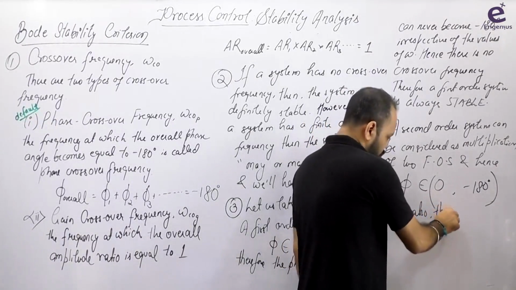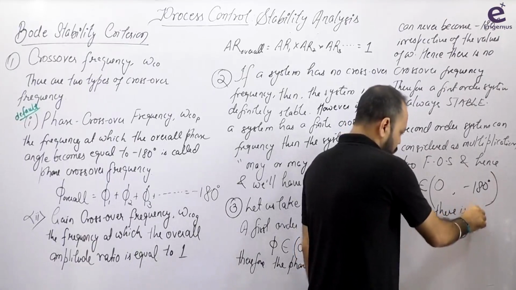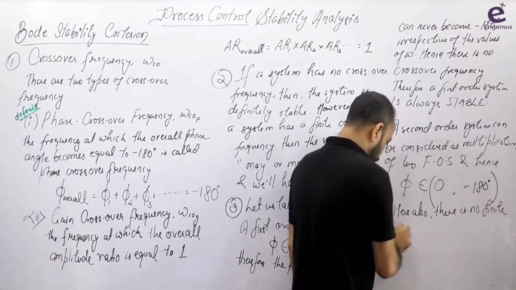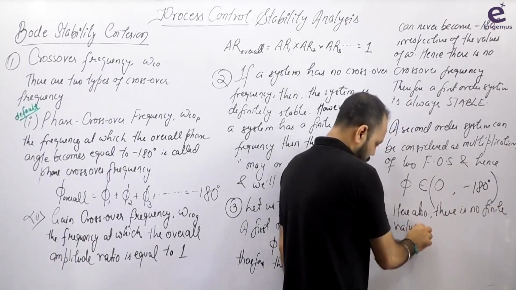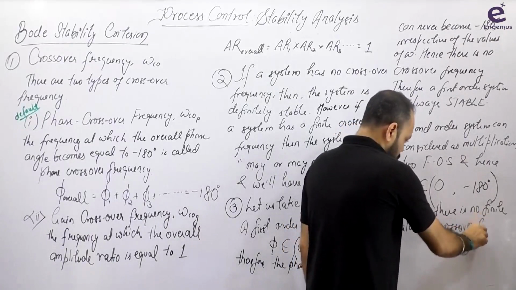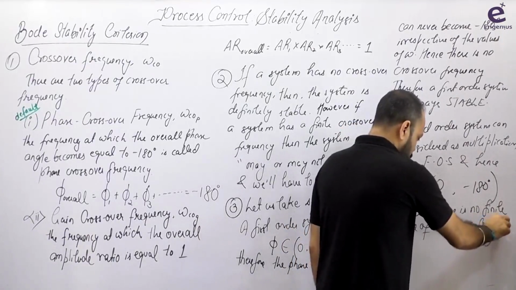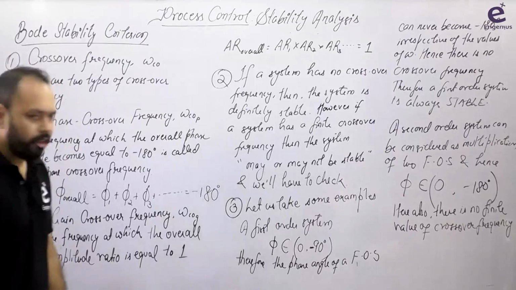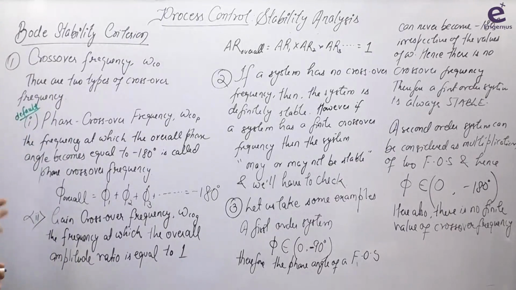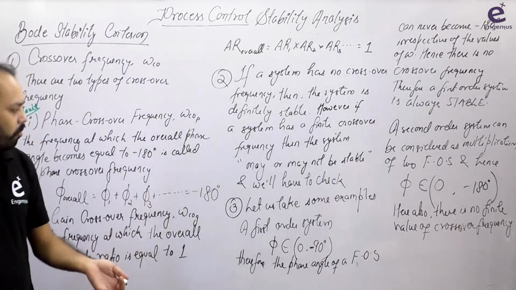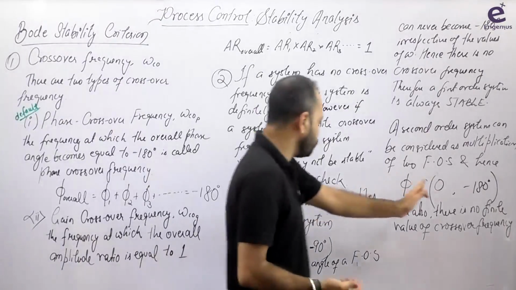So I can say that here also there is no finite value. Now I am emphasizing on this word finite. Here also there is no finite value of crossover frequency. Got it? Here also there is no value of crossover frequency, because phi will become -180 only when omega becomes infinity, right? And omega infinity is not possible. Omega 0 is also not possible. So phi cannot reach this value ever.